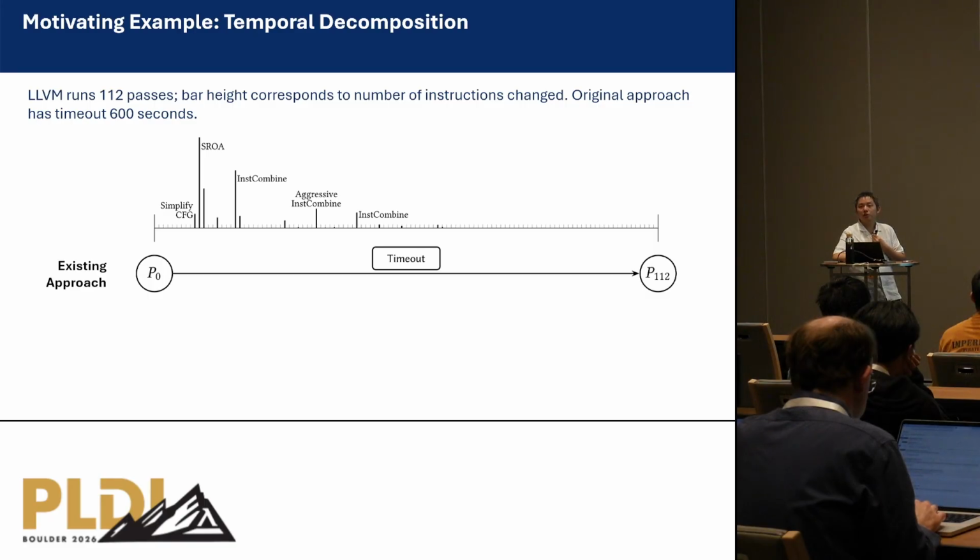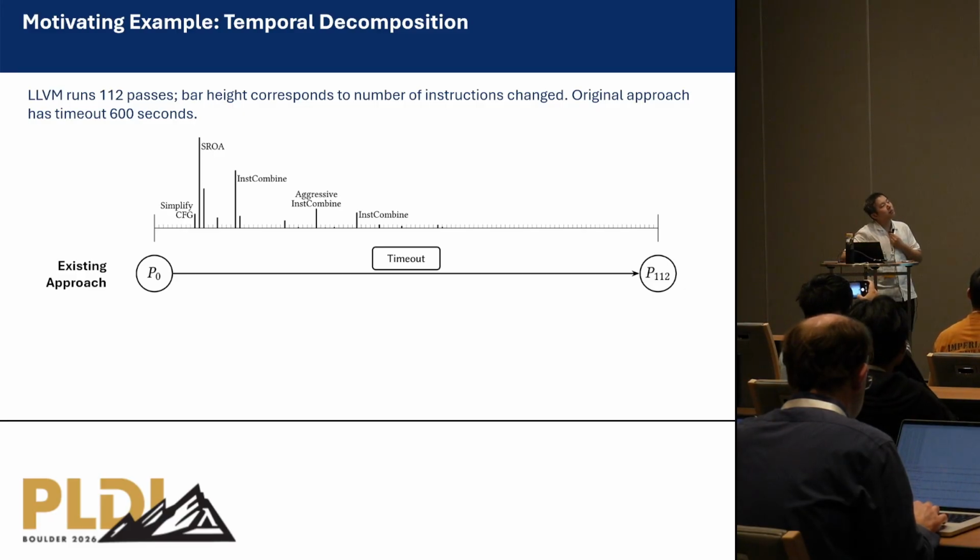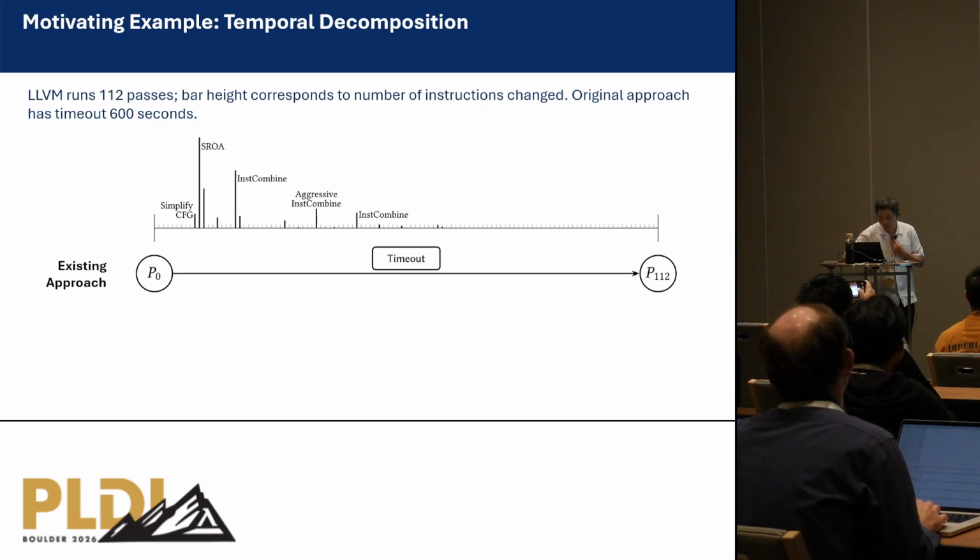In a traditional SMT-based translation validation approach, we will encode the behavior of P0 using SMT constraints, and then we will encode the behavior of the optimized program P112 using SMT constraints, and then prove that the two programs are equivalent. The problem is that P112, where's my cursor?